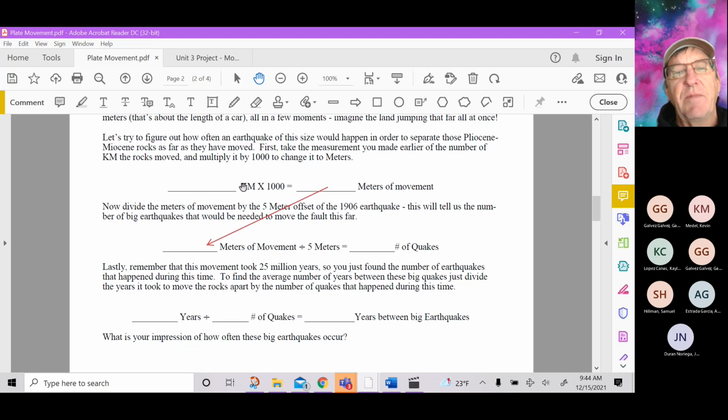We know this for sure. We also know that one big earthquake had this much offset. So how many big earthquakes would be required to move the land that far? And that leads to the question, so hopefully you've done this division now. Again, you got to talk to me if I'm going too fast.